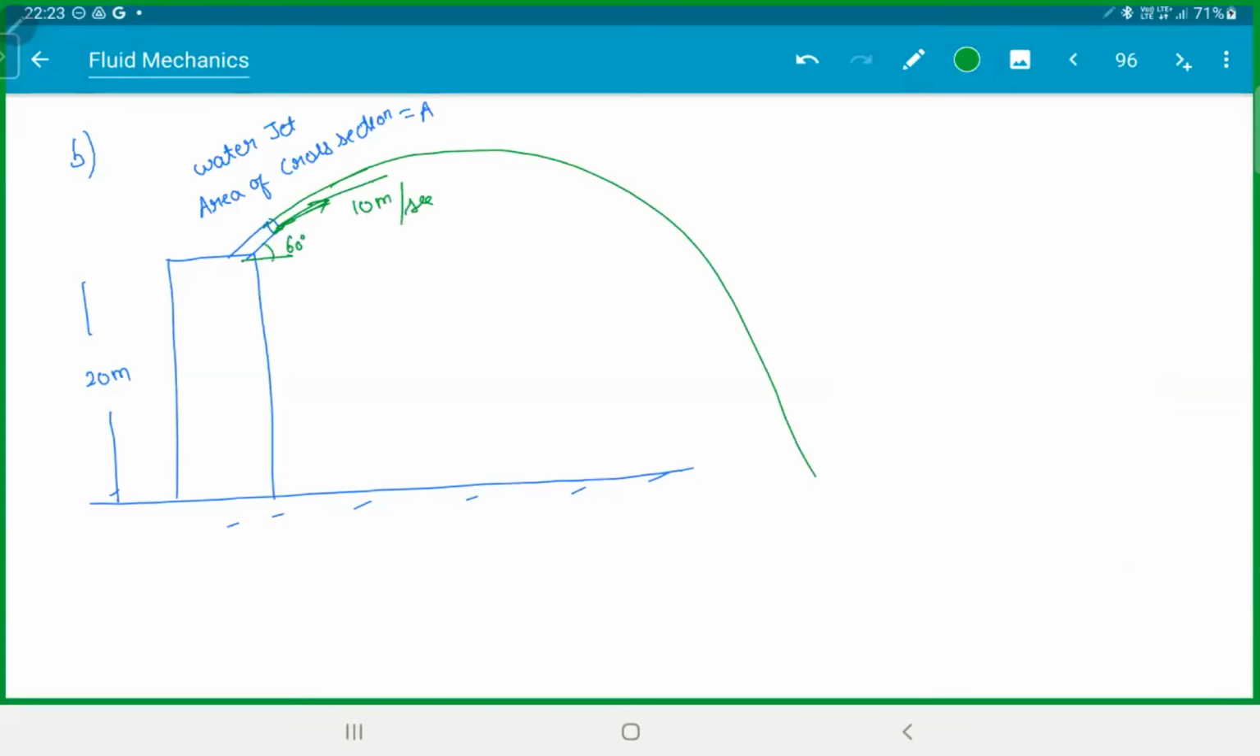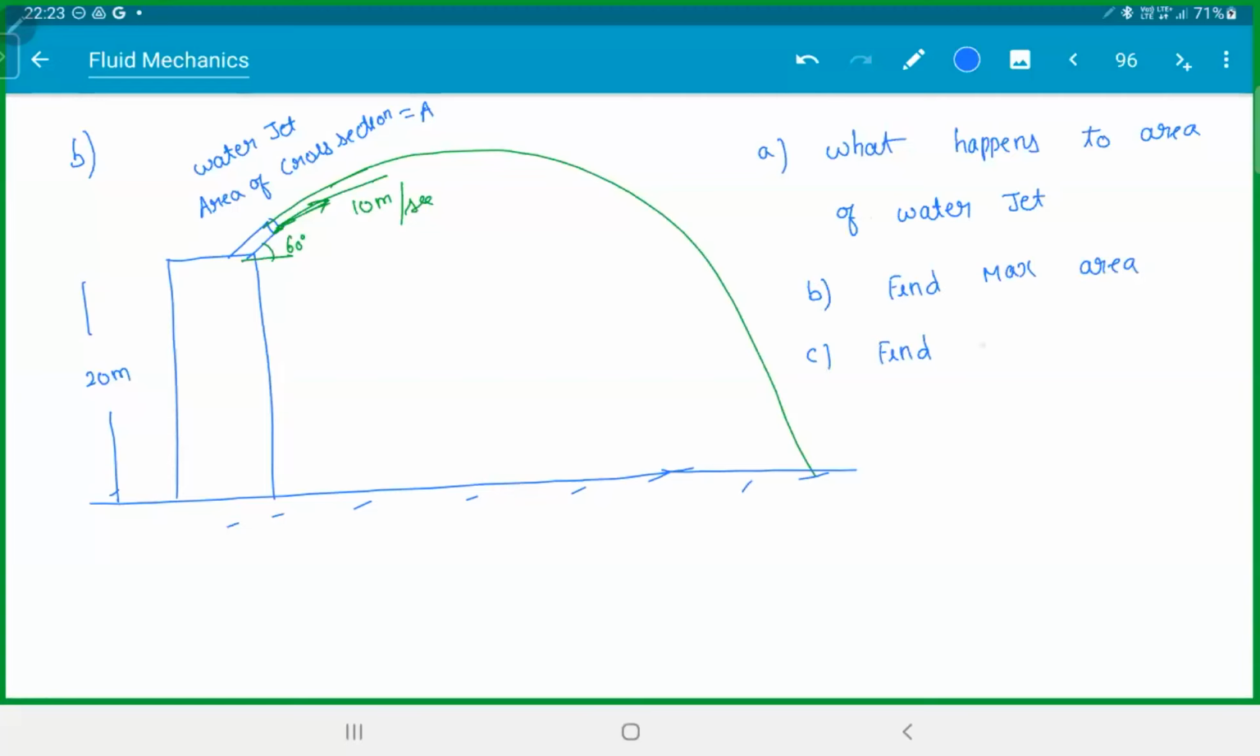So what happens to the area of the water jet? Options will be increase, decrease, increase, decrease, and decrease and increase. What happens to the area of the water jet? Find the maximum area. Find the maximum area of the water jet and the area when it hits the ground. Find the area of cross section when it is about to hit the ground. Initial area is A. Get it? Equation of continuity, projectile motion.